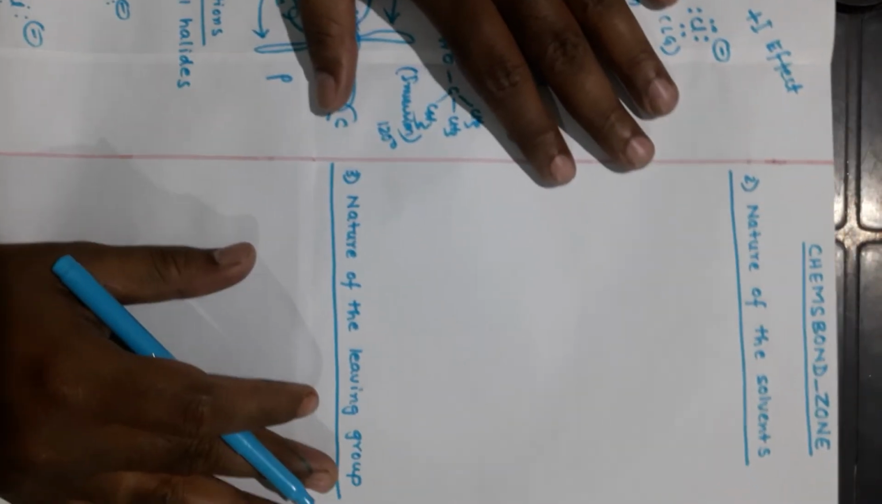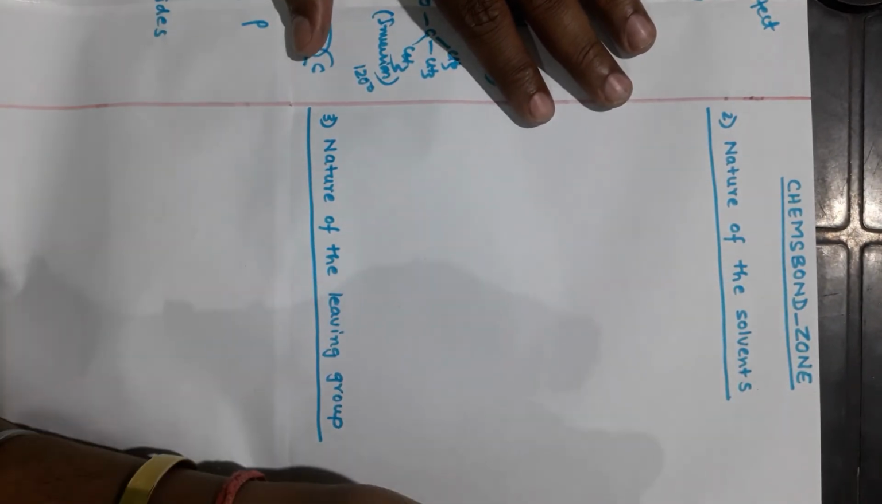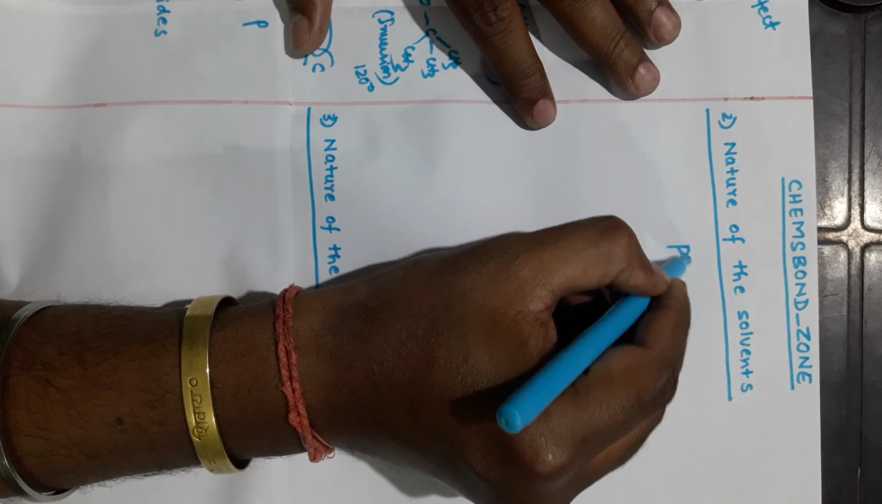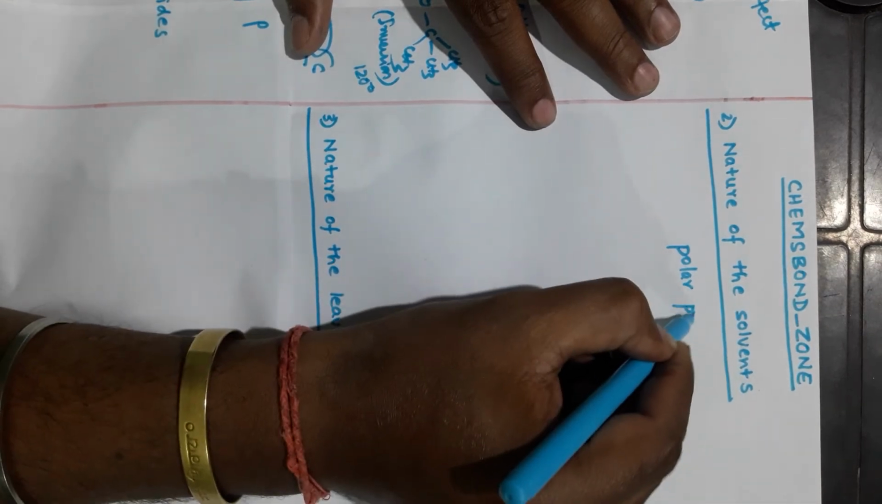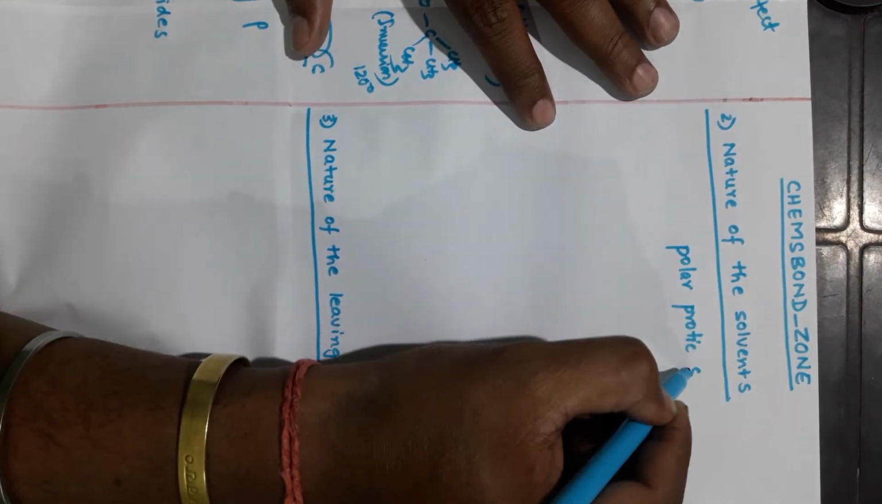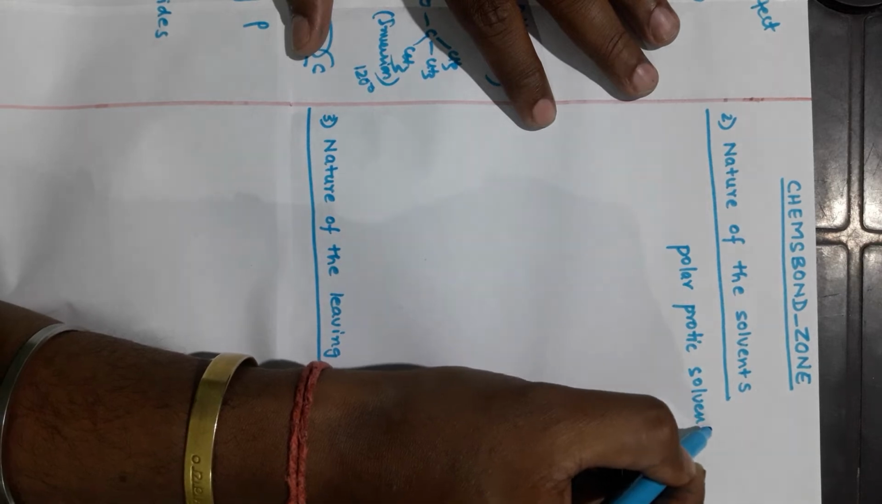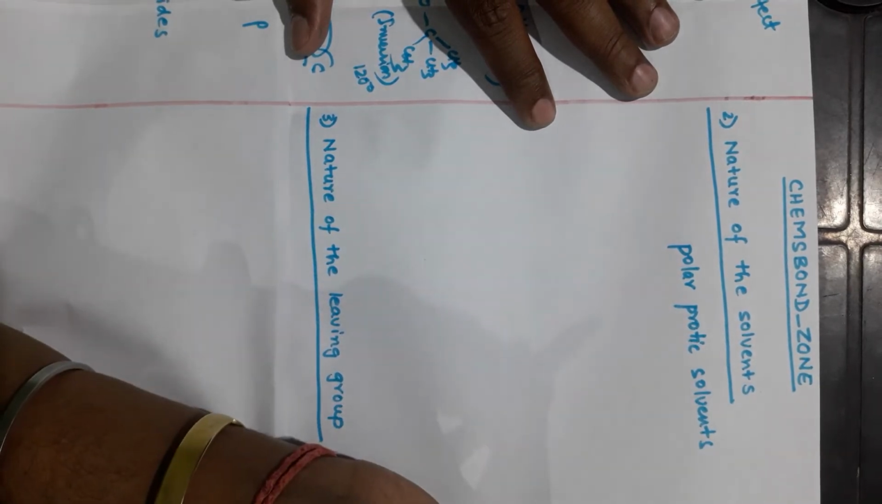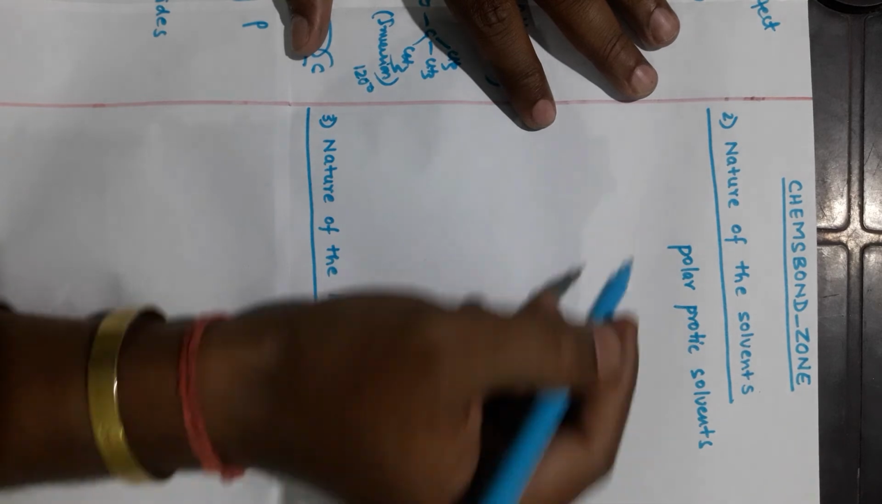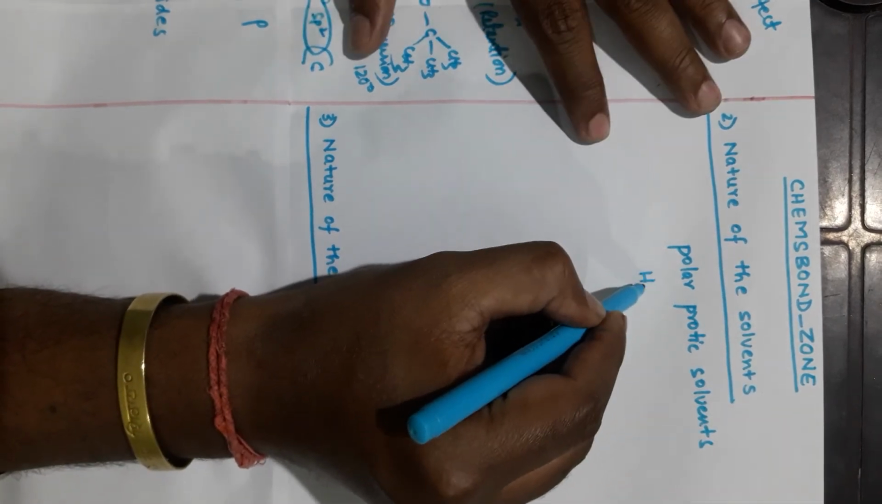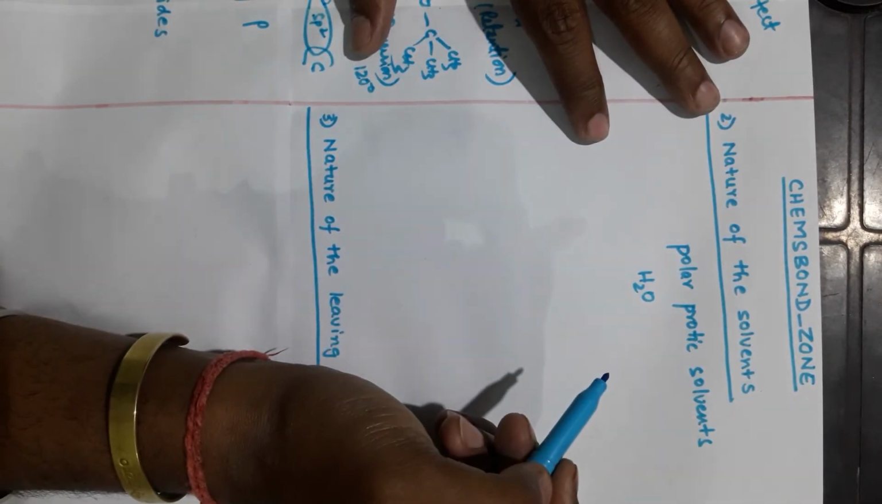This is the nature of the solvent. So what type of solvent do we have to prefer? The solvents should be polar protic solvents. Polar protic solvents favor the SN1 reaction. So we have to understand what a polar protic solvent is. The easiest example is water, right?